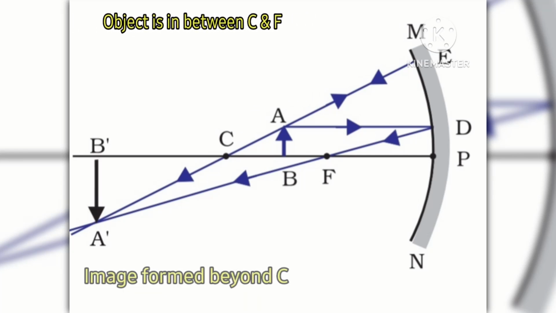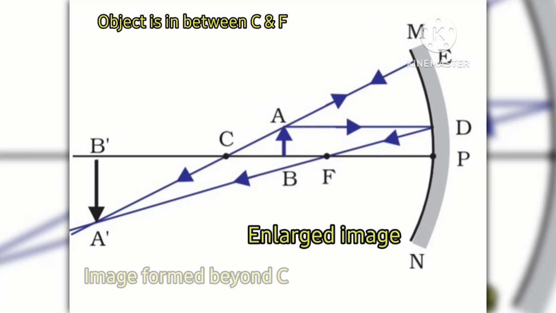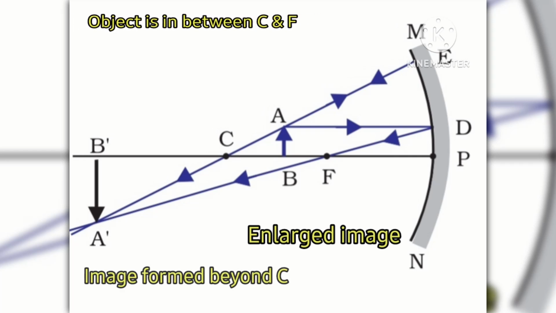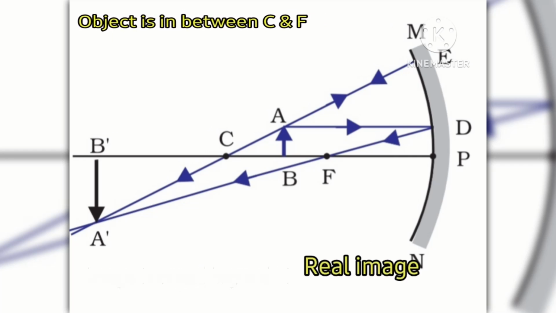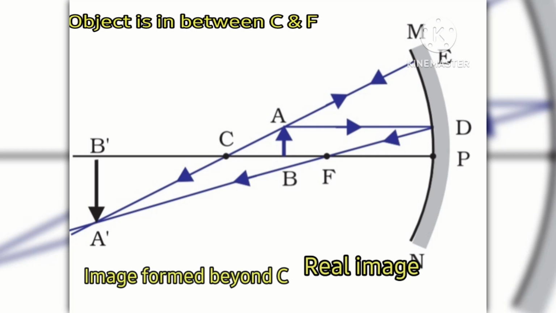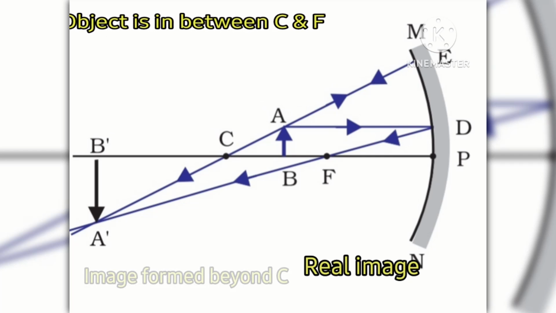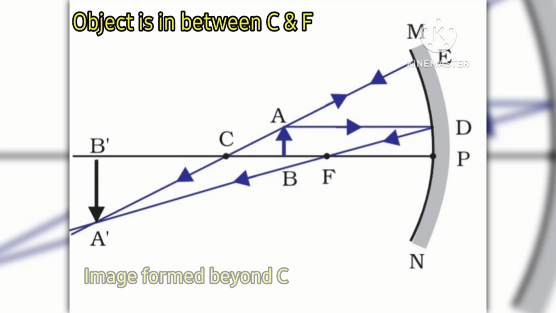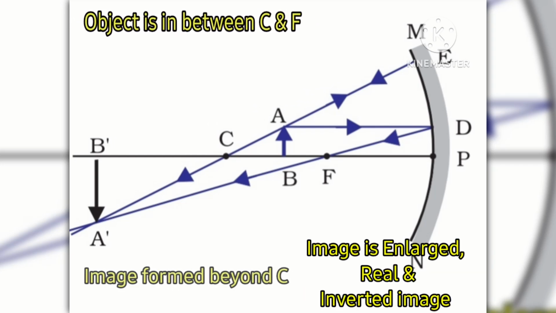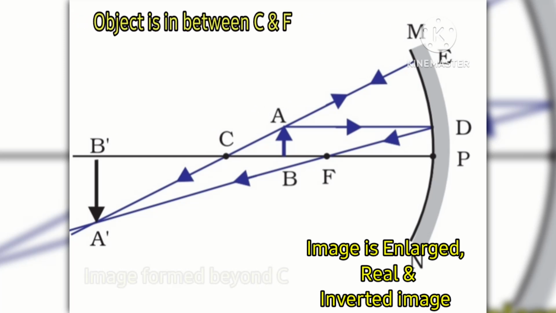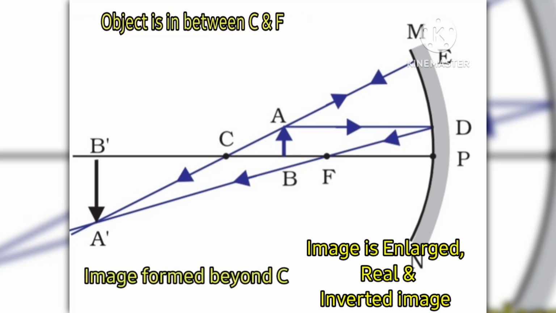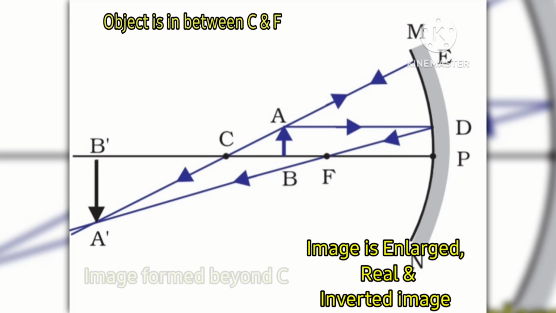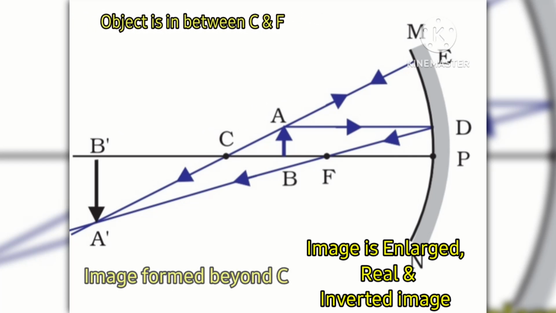Now observe the size of the image. You can see it is an enlarged image when compared to the object. Nature of the image is real image because two reflected rays meet at a point. So it is a real image. And this image is an inverted image. By looking into the diagram we can see. Let me conclude this diagram. When an object is in between C and F, image is formed beyond C, and the image is an enlarged image, and the nature of that image is inverted real image.